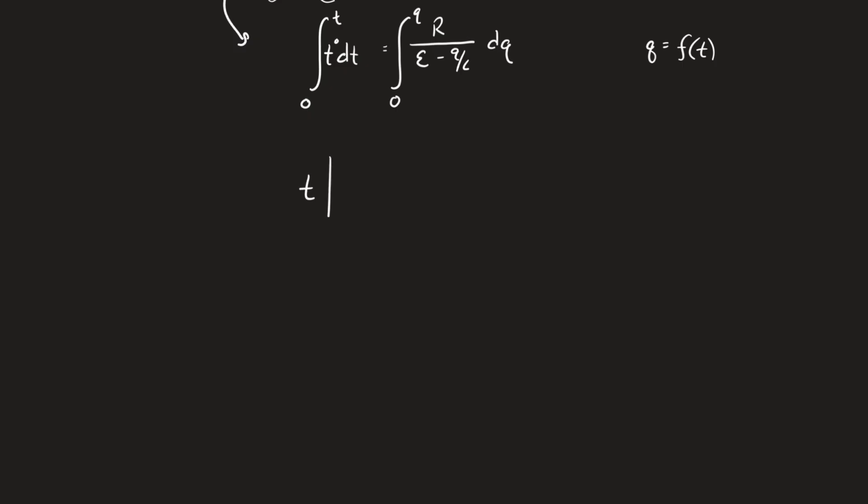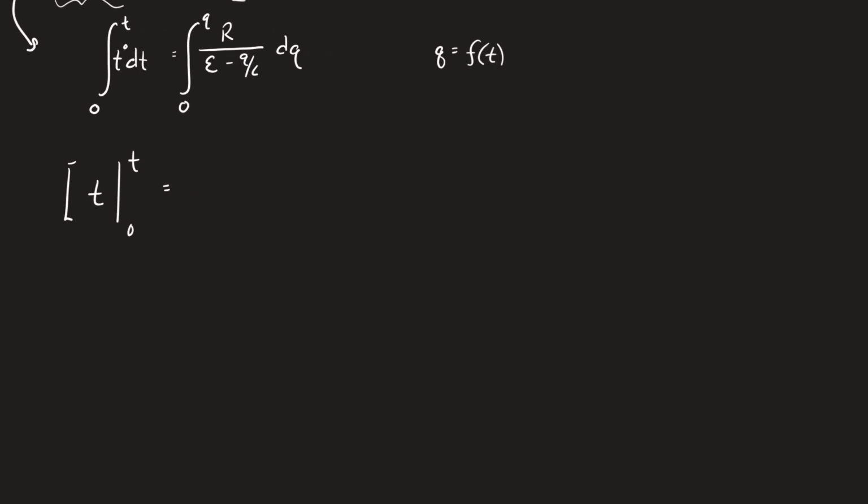And we'll establish this from 0 to t. The left side's not that much work. The right side, it's going to be some stuff. So let's do that stuff over here. Our integral from 0 to q of r over our EMF minus q over c dq.